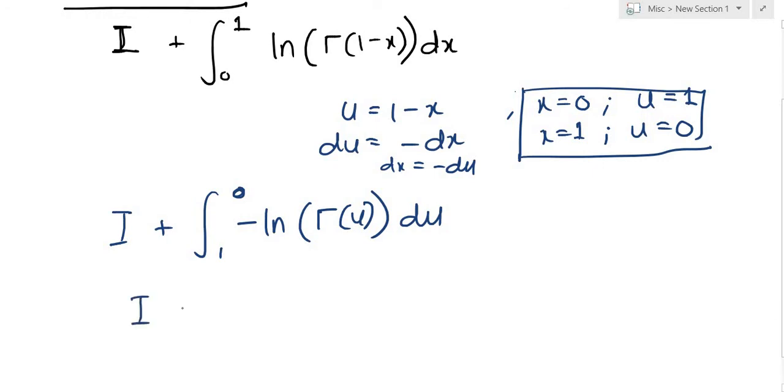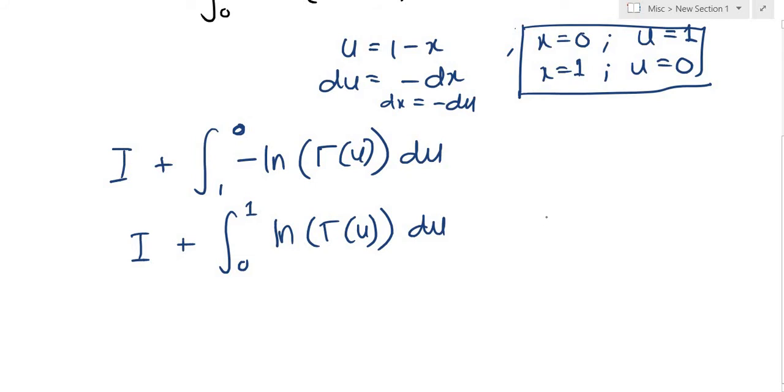I'm going to implement the same trick over here. So finally we're only left with the integral from 0 to 1. Because of the negative I can flip the upper and lower bounds of the natural log of gamma of u du. Now there was another property of definite integrals, that the variable doesn't matter.